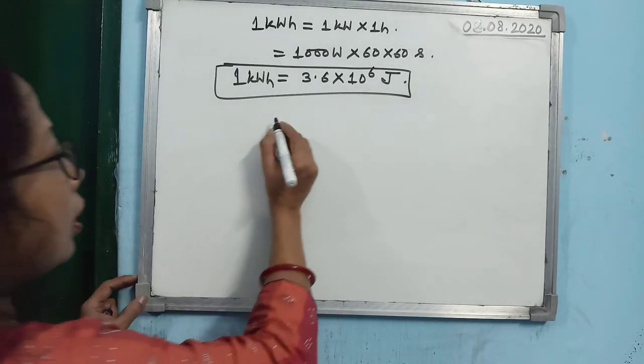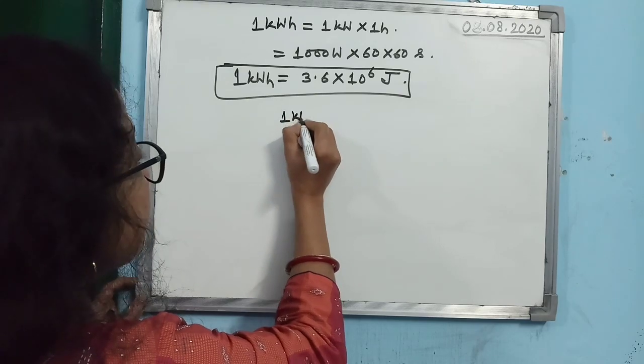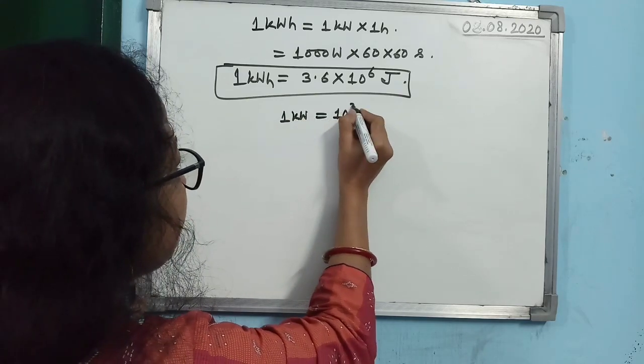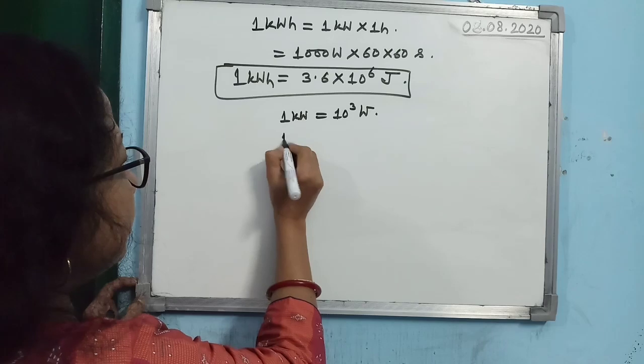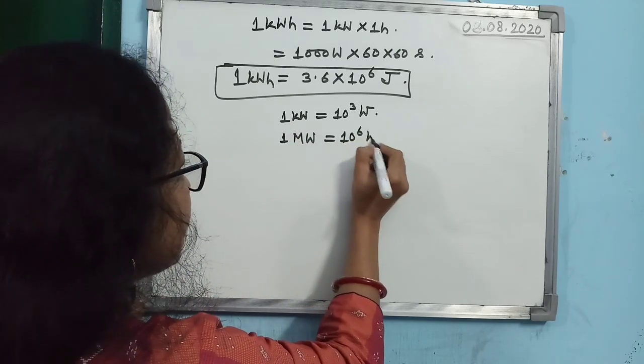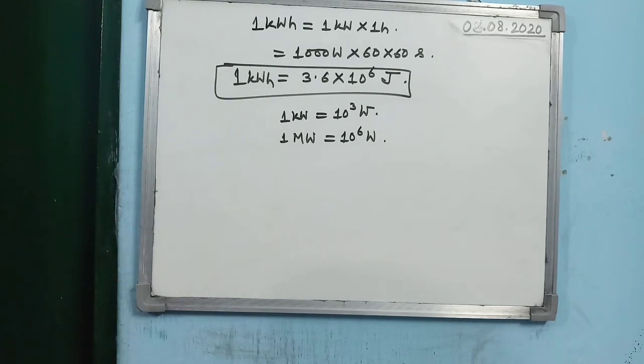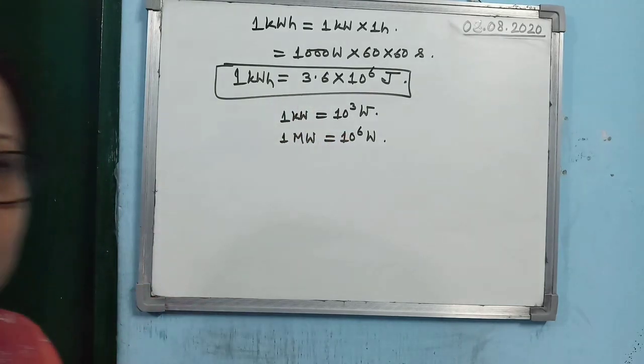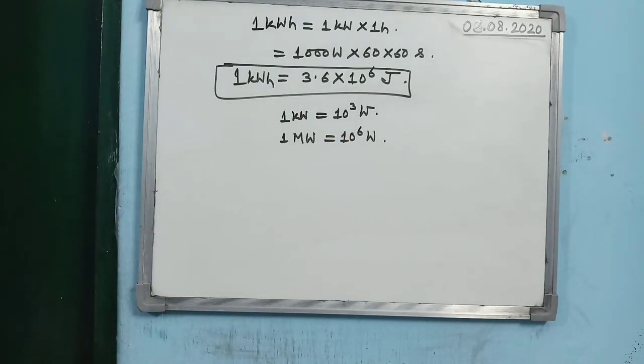Alright. Now I forgot a few relations. That is 1 kilowatt is 10 to the power 3 watt. And then 1 megawatt is 10 to the power 6 watt. Although in work energy power chapter also we have done the same. Okay, so these are the important relations you must remember for solving the numericals.